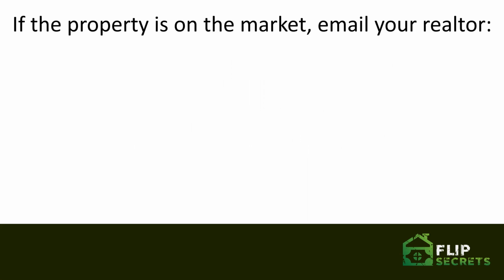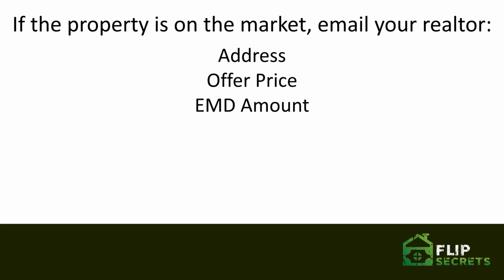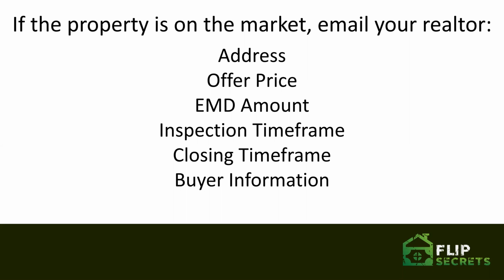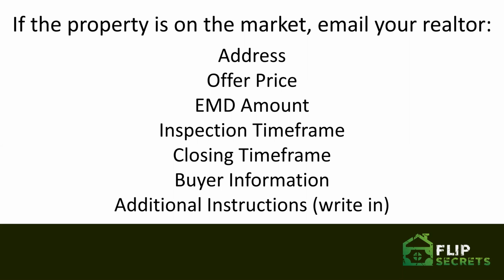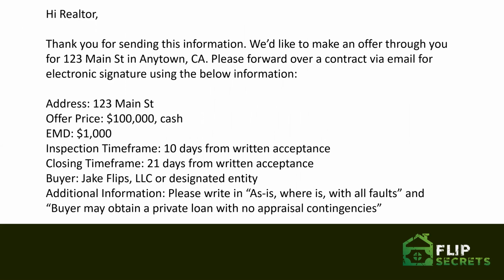If the property is on the market, this is the information that we're going to email our realtor. First off, the address of the property, 123 Main Street. The offer price, $190,000. The EMD amount, the deposit amount. The inspection time frame. And the closing time frame, along with the buyer information and additional instructions that we write in. So here's what the email is kind of going to look like.